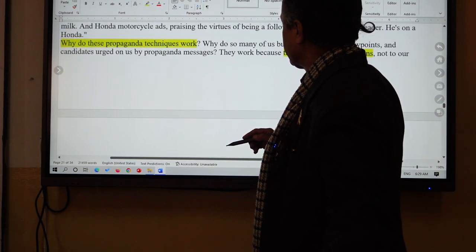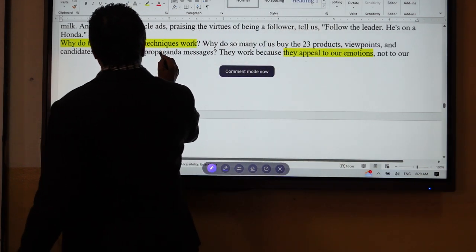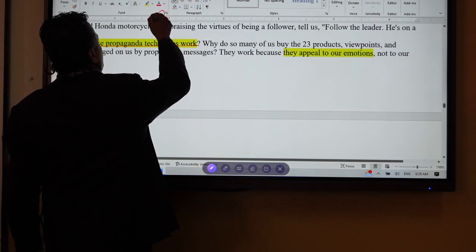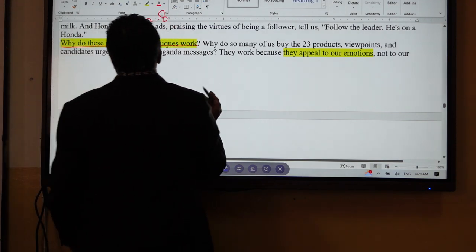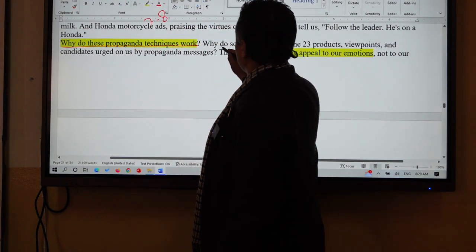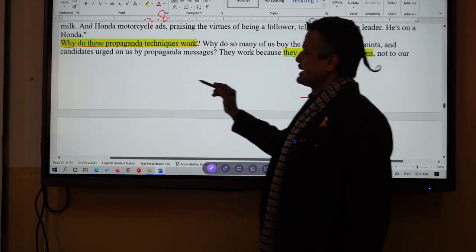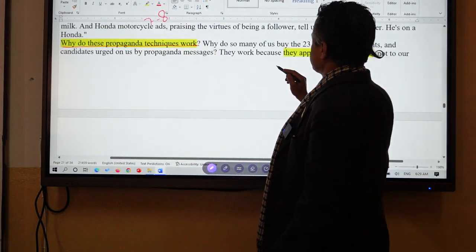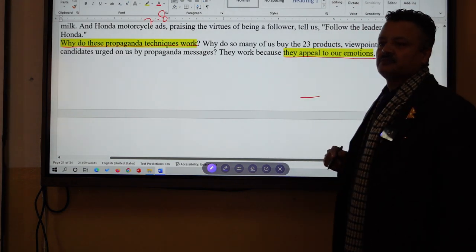Now let's move to the end of the chapter. So why do these techniques work? First, we read about almost 7 or 8 techniques, right? From name calling to bandwagon. Now, the question comes, how do they work? Why do so many of us buy products, viewpoints, and candidates urged on us by propaganda messages? Now, the answer: they work because they appeal to our emotions.